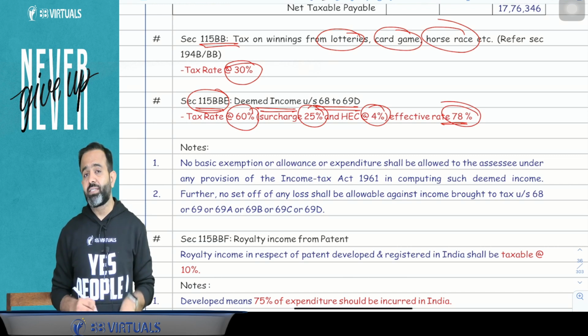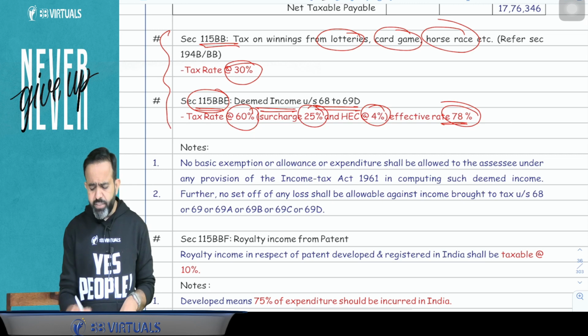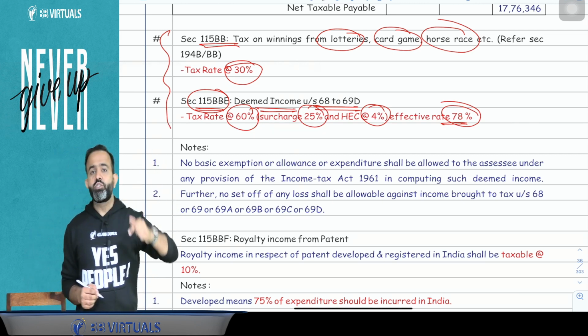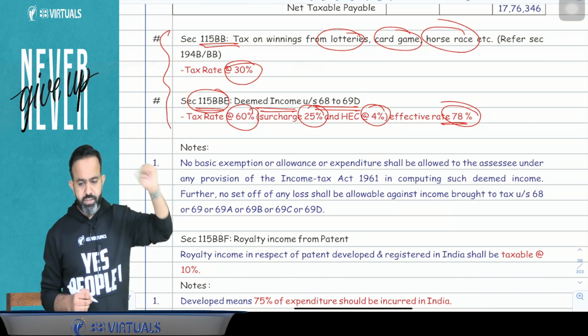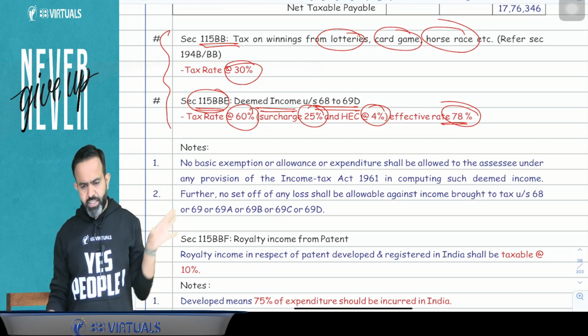So effective tax rate will be 78%. Now guys, try to understand: against this winning income as well as the 115BBE income, you cannot set off any other losses, and any expenditure is not allowed, meaning gross income is going to be taxable under this section.